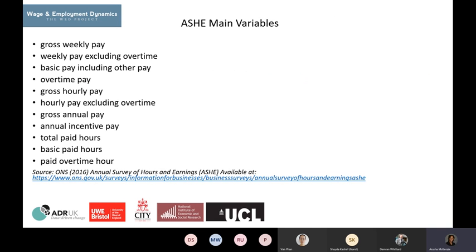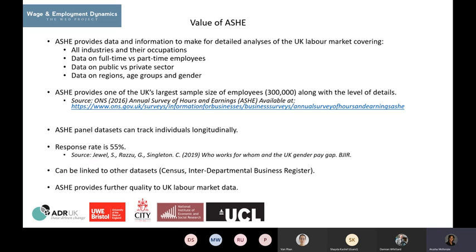So if you are new to the ASHE, this is a slide that shows the main variables that are used to develop the data sets for any work that's done with the ASHE. And we do know that the ASHE is quite valuable. And the reasons known to us are that it allows for us to look at all industries and their occupations that's included within the ASHE. We can compare full-time and part-time employees, the public versus the private sector, and we can look at particular regions and age groups and gender.